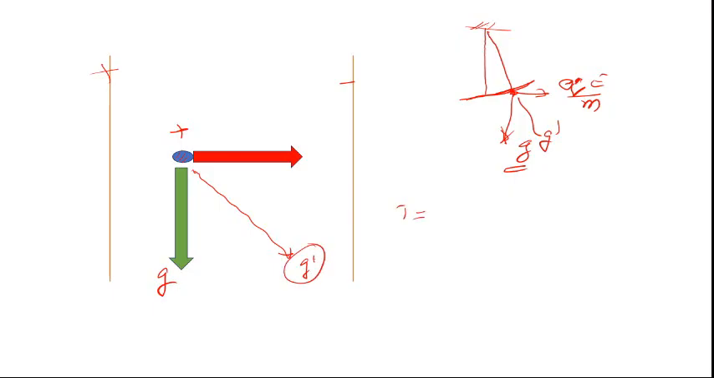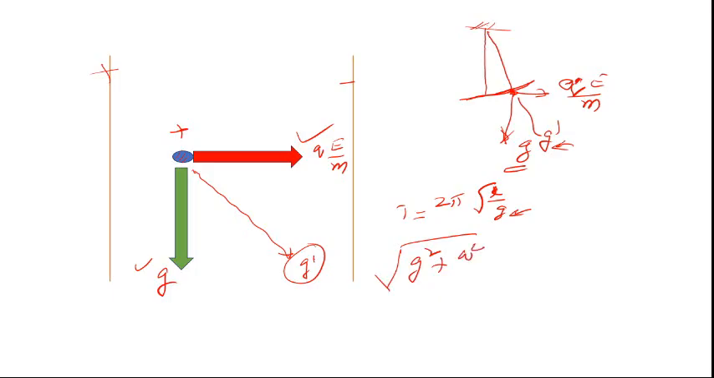T equal to 2 pi root L by g. So this is the expression for the period. Now g you have to replace by g dash, which is the vector sum of QE by M and g. Vector sum means it is square root of g squared plus q squared e squared divided by m squared. So therefore it is square root of these two things.